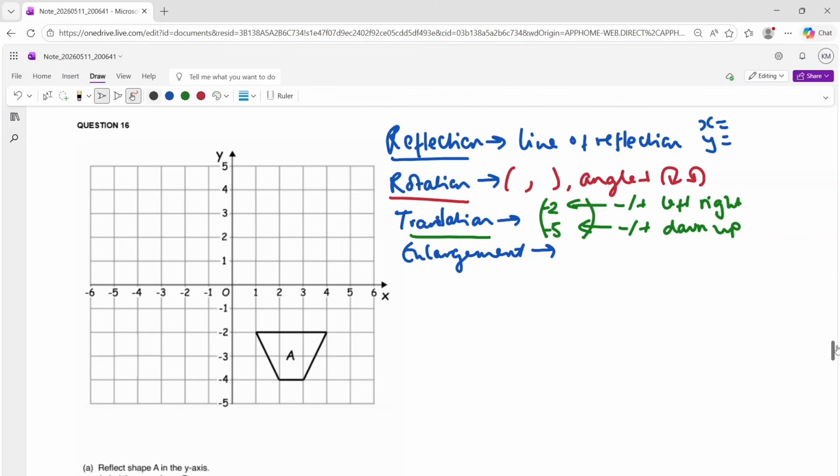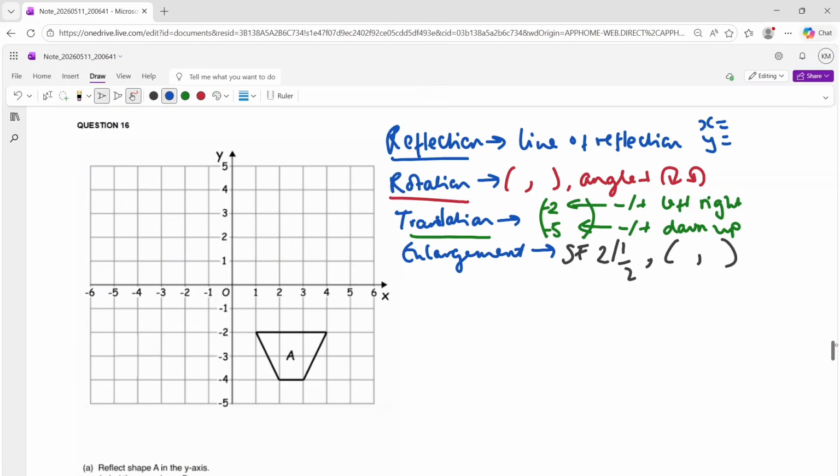And then lastly, we've got an enlargement, and that you'll give a scale factor, which could be a whole number or it could be a fraction. And then you will give a center of enlargement, which will be a coordinate. So it'll be one of those. So that's transformations in a nutshell.